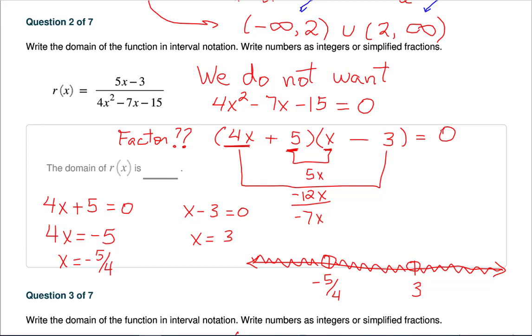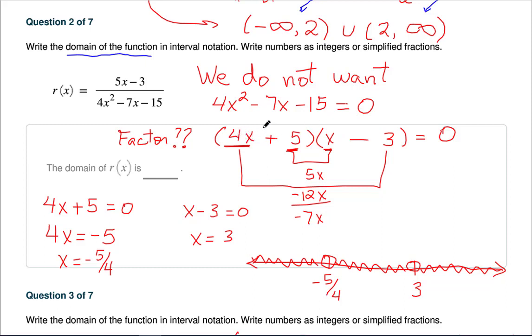Alright, question 2. Same thing. I have a polynomial on the top, a polynomial on the bottom. I want to find the domain of this function, and I don't want that denominator to calculate to be 0. So any number that would make it equal to 0, I have to remove from my choices. Alright, so let's take a look. Can we factor it? It's a quadratic.